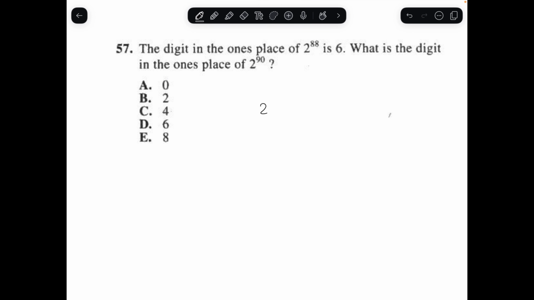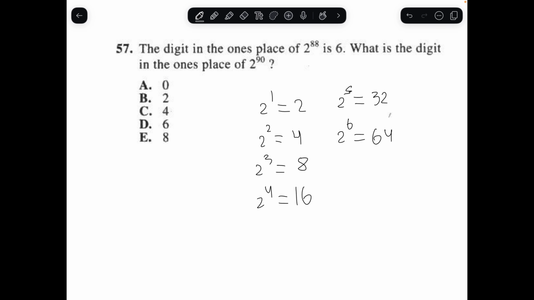So let's start with 2 raised to the power of 1, which is 2. And pay attention to the ones digit. So in this case, the ones digit is 2. For 2 raised to the power of 2, it's 4. 2 raised to the power of 3, it's 8. 2 raised to the power of 4, it's 6, right? Because 2 raised to the power of 4 is 16. The ones digit is 6. Let's keep going. 2 raised to the power of 5 is 32. Notice that the ones digit is now 2. 2 raised to the power of 6 is 64. Notice the ones digit is 4. 2 raised to the power of 7 is 128. 2 raised to the power of 8 is 256.